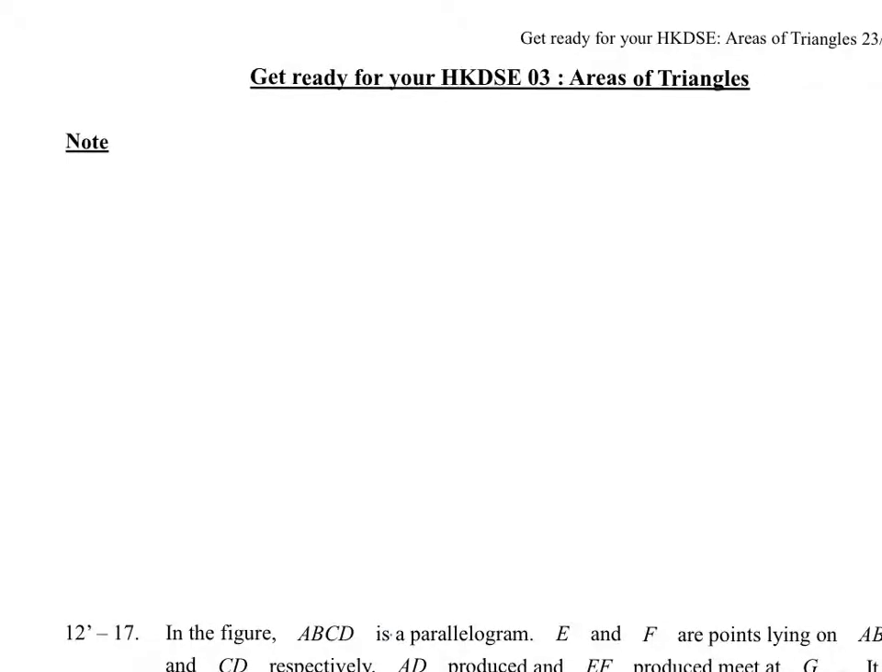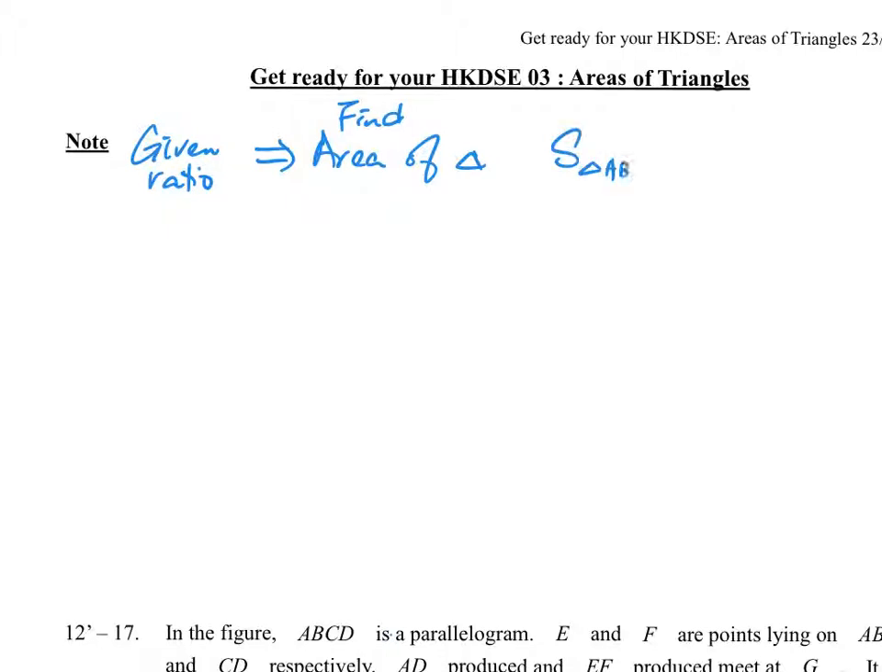The type of question we find here is about given ratios, and then you have to find the area of a triangle. For my convenience, I will use S to denote the area. For example, I will use S triangle ABC to denote the area of triangle ABC. There are two important techniques that you need to find the area of a triangle in this particular question.